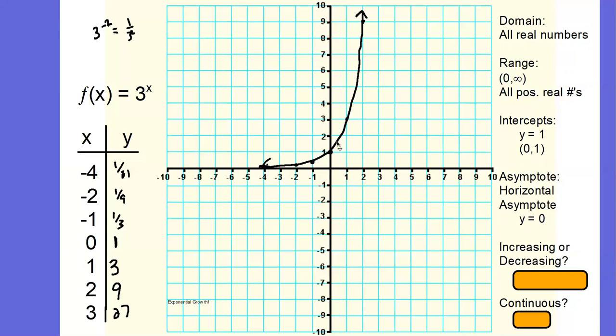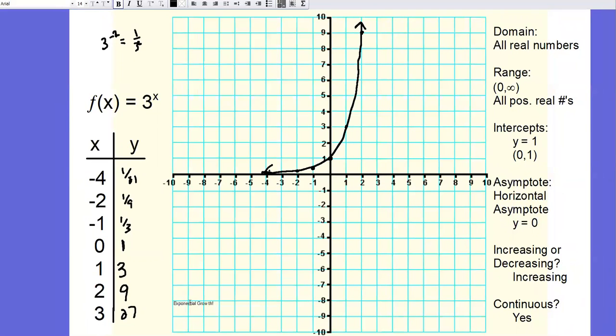Is this increasing or decreasing? As I go from the left to right, notice that my outputs are getting larger. This is an increasing function, and because I can draw this without lifting up my pencil or my pen, yes, this is a continuous function. And this right here, when you see this shape, you want to associate that with the idea of exponential growth.